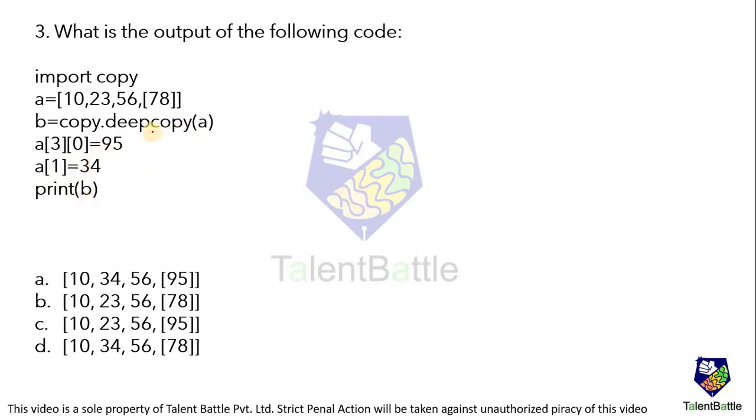So first we will understand the functionality of deep copy, and after that you will understand that whatever modifications they have done at these two steps are related to list A only, but they are printing B. This means these modifications will not affect B after performing deep copy, right? So only the deep copy will be the final result.